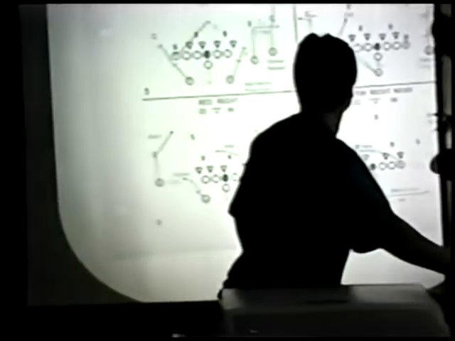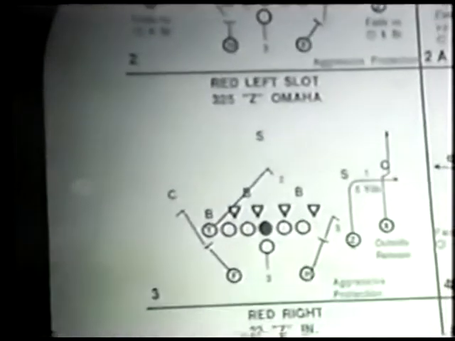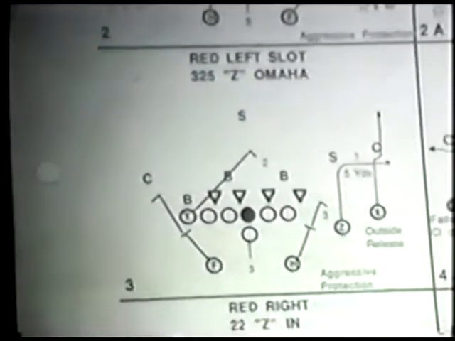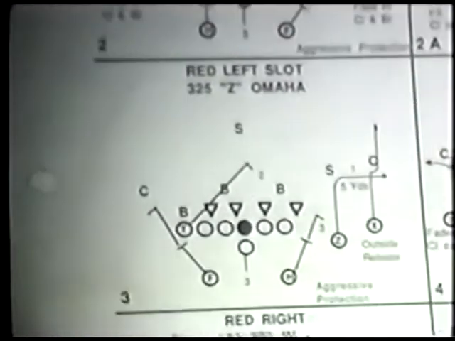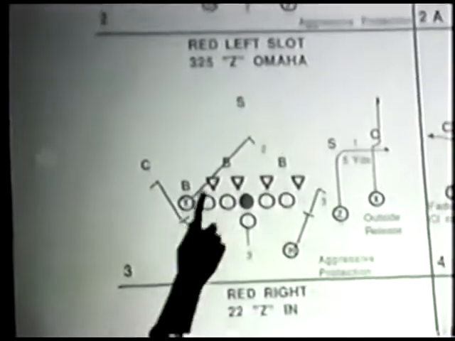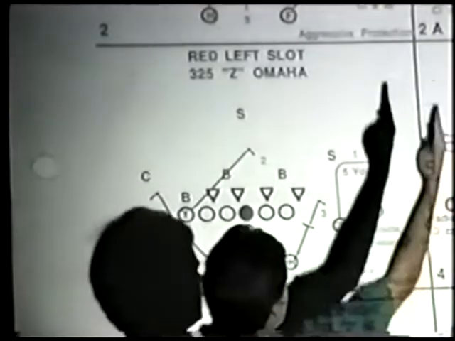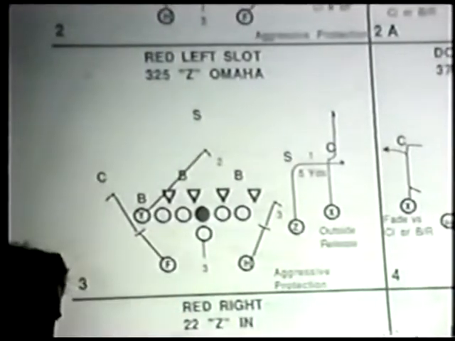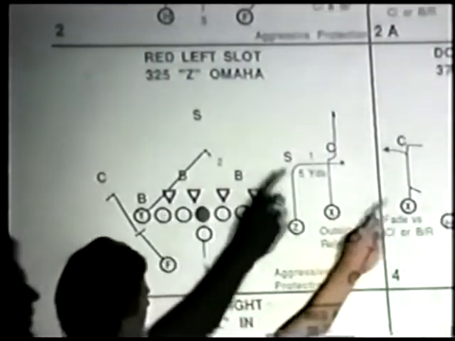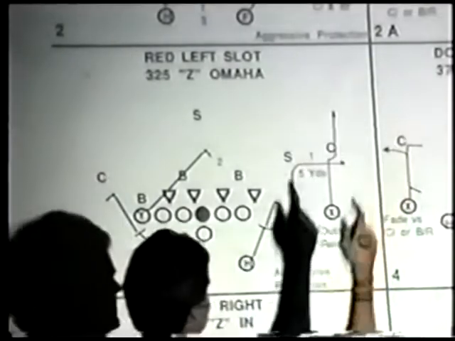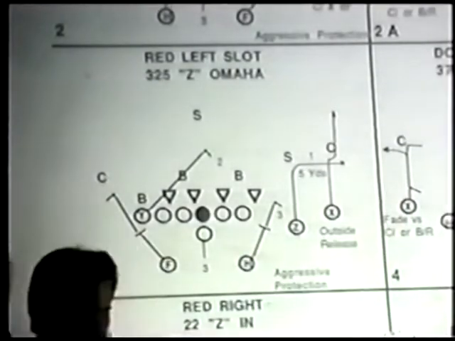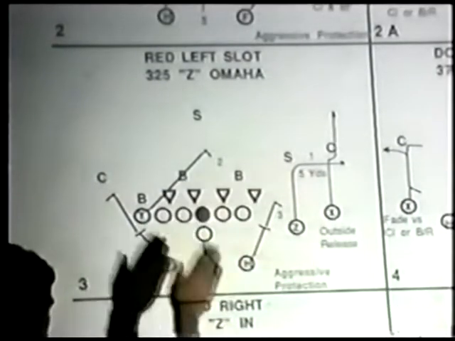Now, red left slot, 325. Left formation is 325, isn't it? Right formation is 324, okay? Same play, but flipped over. Z Omaha. Z Omaha. Outside release by the X, okay? Mandatory, whether it's cloud or free access. Outside release. And we're running an Omaha with the inside receiver. Everybody else is the same in here.